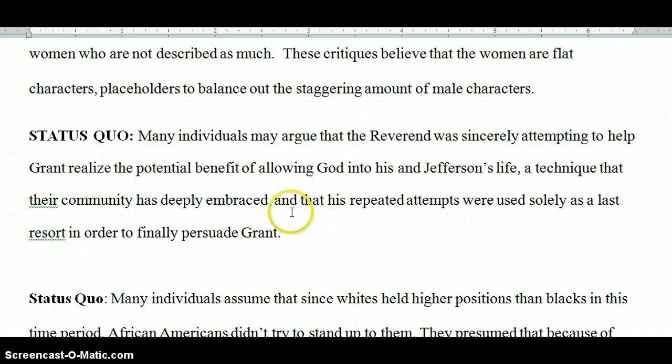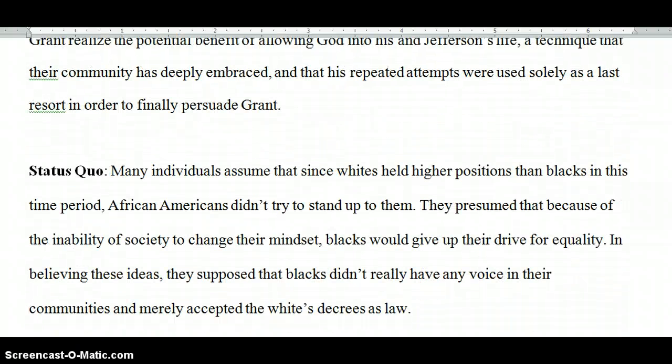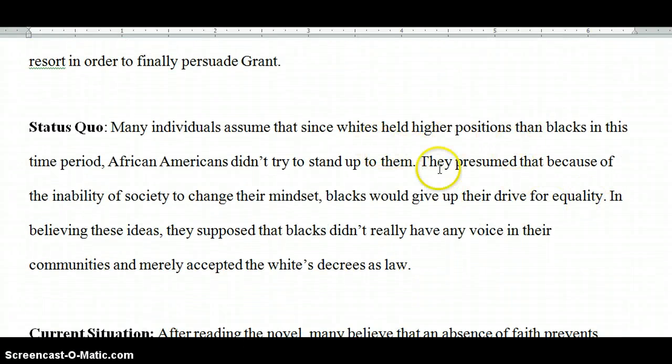This one talks about what many individuals may argue, that the Reverend was simply attempting to help Grant realize the potential benefit of allowing God into his and Jefferson's life. This is done with one sentence. Sometimes one sentence can do it. You'll see in the next couple of samples that you really need several sentences to offer up the opposite of your claim, and it's hard to present in one sentence what the opposite viewpoint of your own position is. All right, this is 3 sentences.